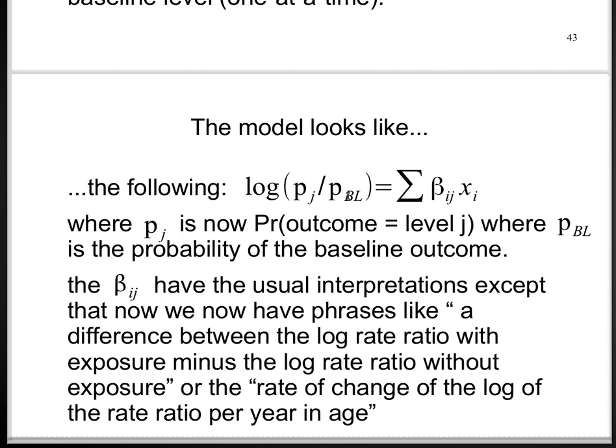So what we get is logarithms of ratios, and they are actually rate ratios, or possibly risk ratios if the probabilities are in terms of something negative. The regression coefficients will be available to us as usual, except that now we will have phrases like the difference between the log rate ratio with exposure minus the log rate ratio without exposure. Or perhaps an explanatory variable is measured, and we'll have the rate of change of the log of the rate ratio per year of age.